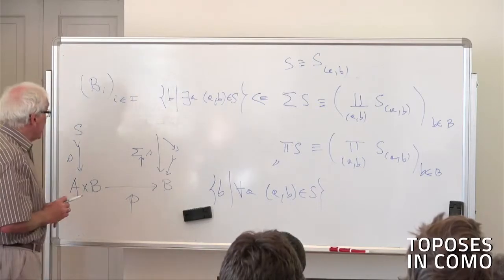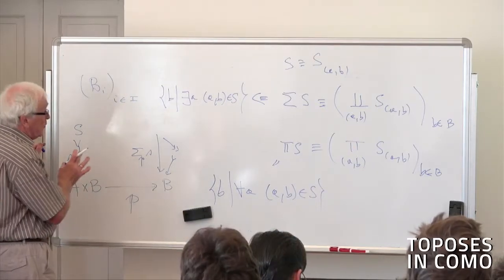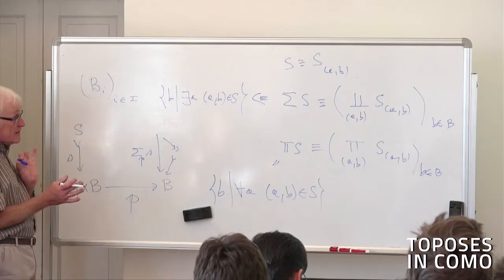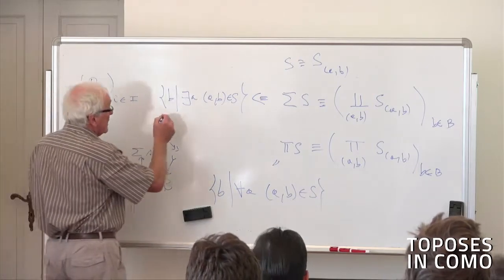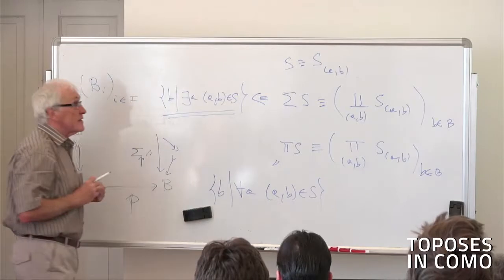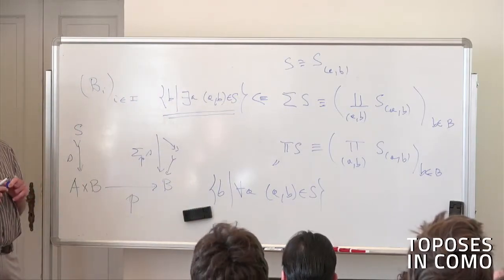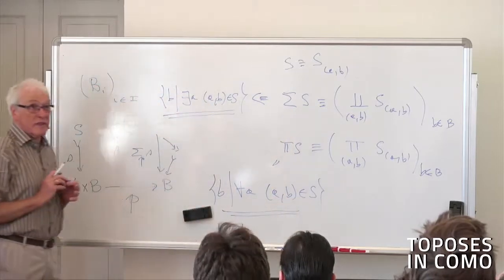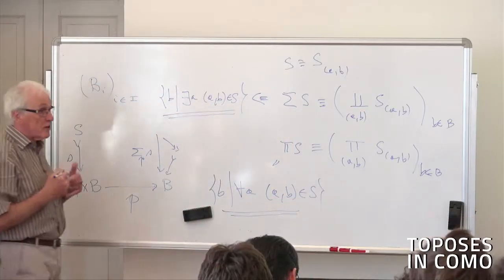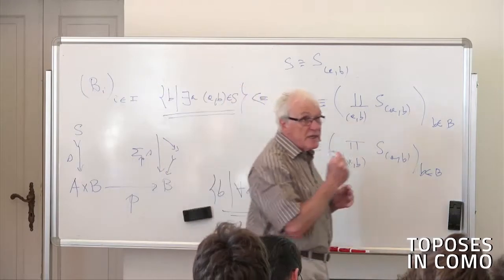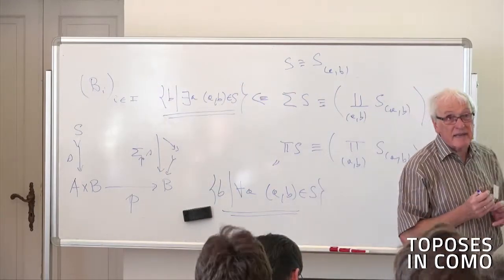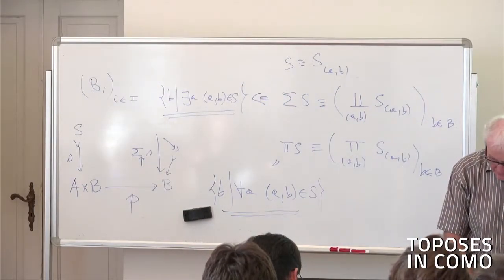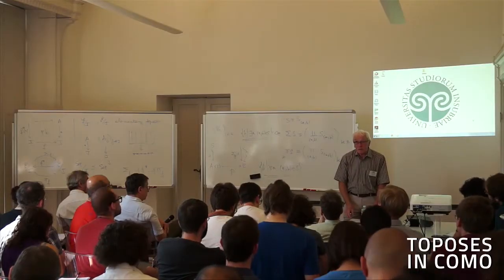So you see that when I perform those two constructions in the case of sets, in one case, I end up with the existential quantifier. And in the other case, I end up with the universal quantifier. So those two functors will be the key for defining the existential and the universal quantifier in a topos.